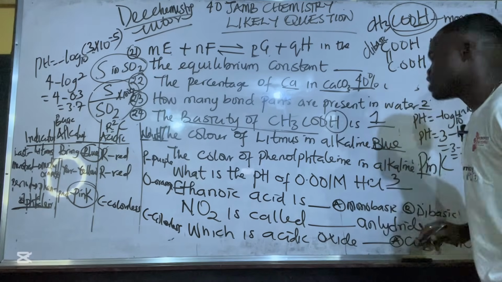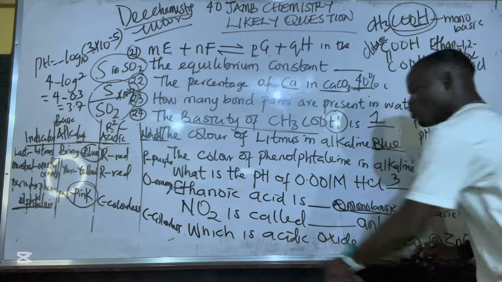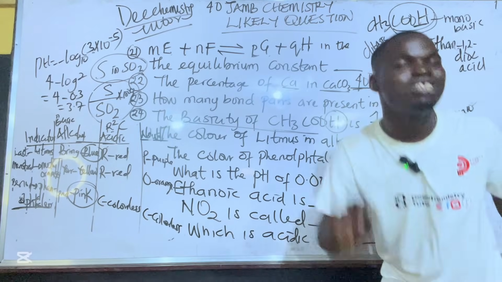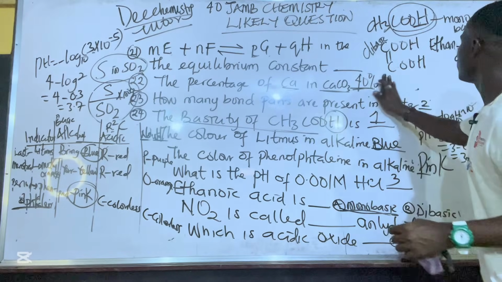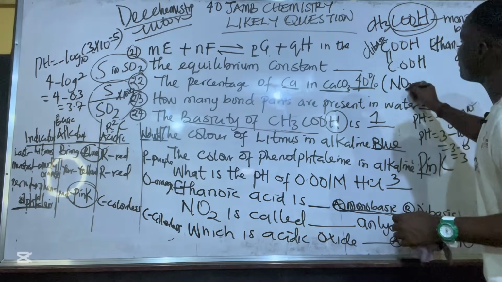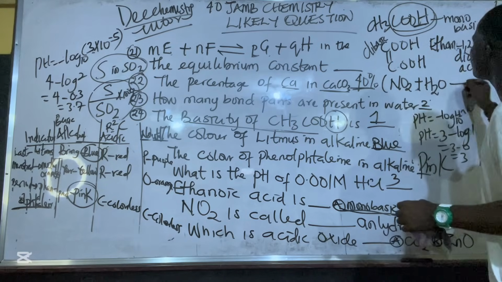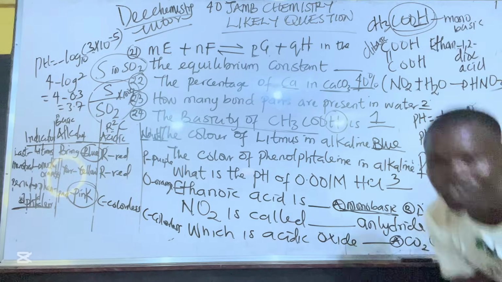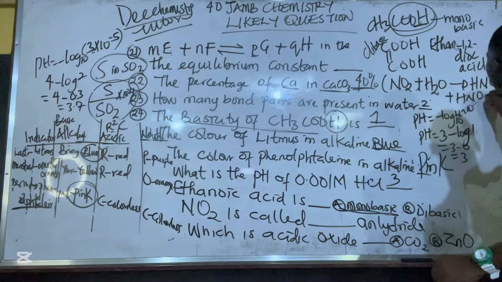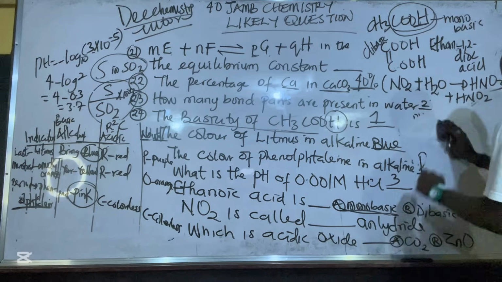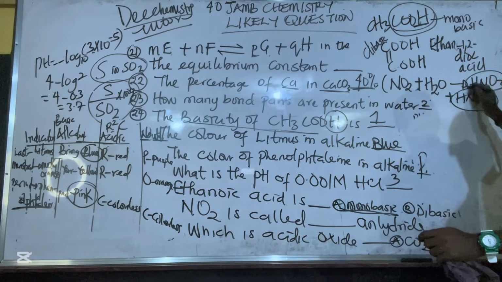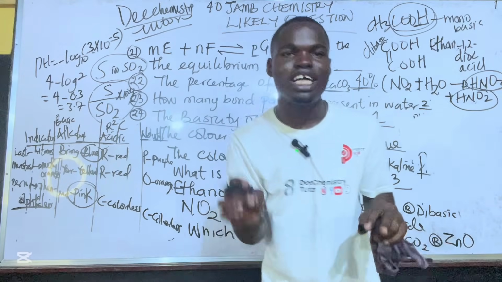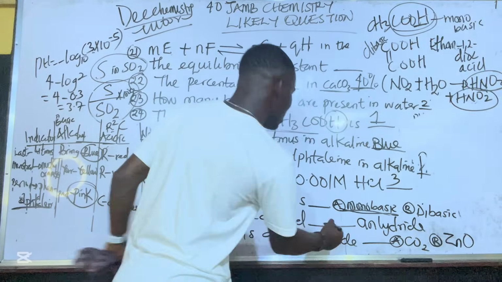Now, NO2 is called dash anhydride. You must never forget this kind of question. NO2 is called mixed anhydride, because NO2 can react with water to form 2 acids. Never forget this equation: NO2 plus water gives HNO3 plus HNO2. Because it forms 2 acids, HNO3 and HNO2, it's called mixed anhydride. So the answer to this question is mixed anhydride.